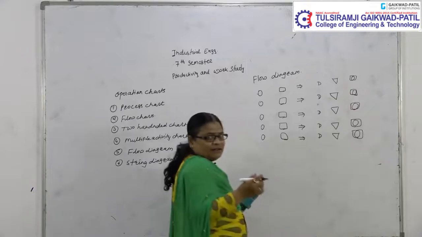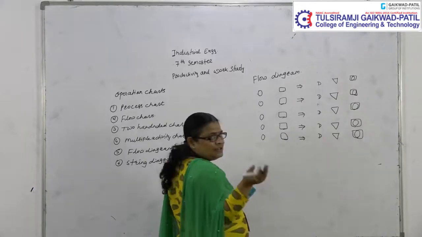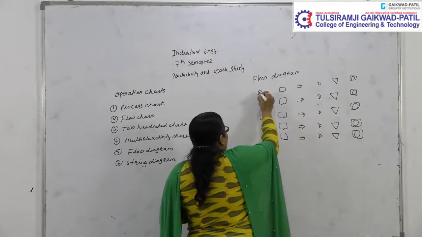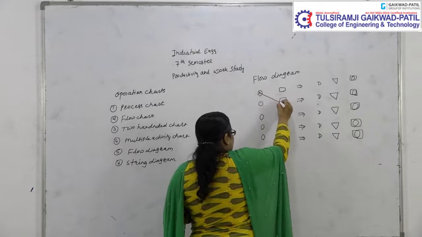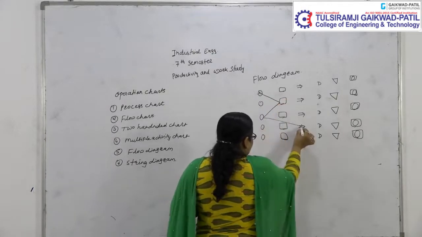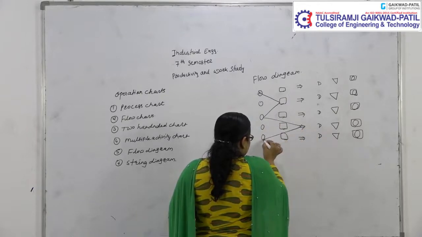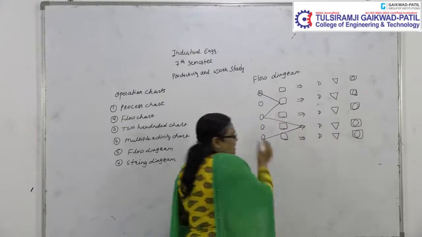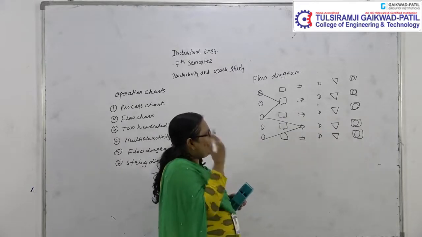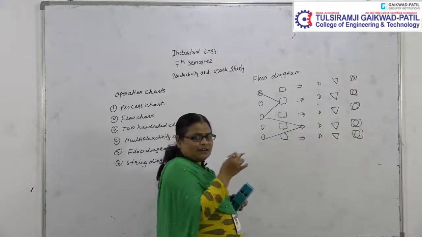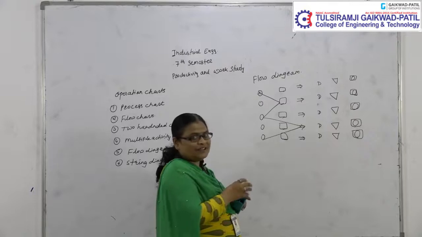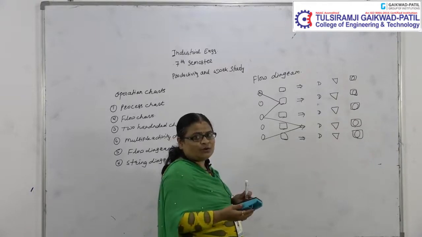So after the multiple activity chart, the flow diagram starts from operation 1. After that there is an inspection. After that there is an operation, transportation. After transportation there is an operation. So in this way, in a zigzag pattern, with respect to the operation, the arrow can be given, that is called a flow diagram chart or flow diagram. This process is known as a flow diagram.